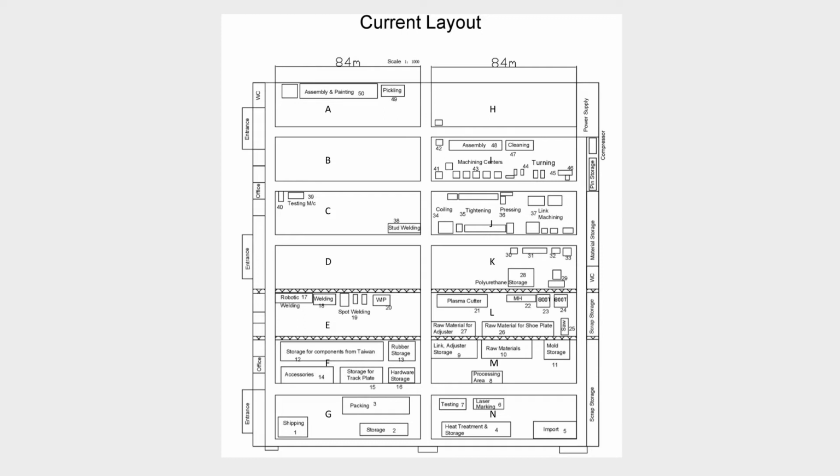Department A is for assembly and painting, Department E is for welding, Department I is a machine shop, and Departments J, K, L are processing shops. Departments F and M are storage, and G and N are for shipping and receiving respectively. We also have empty departments like B, C, D, H.